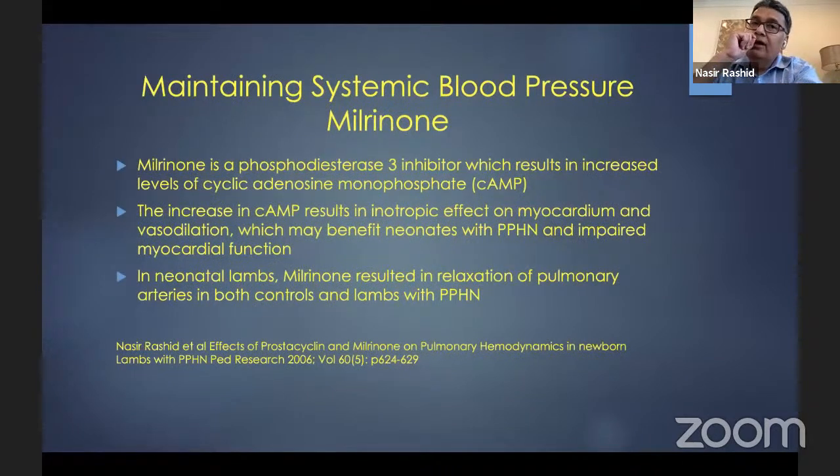As I mentioned in my schematic slide, the data that we collected on the LAMP model of PPHN, Milrinone can also be a very, very good alternative if used as a systemic or an IV medication as part of an adjuvant therapy for maintaining the systemic blood pressure. It is a drug that acts on the phosphodiesterase 3 inhibitor and actually increases the cyclic AMP level. And what it does is that it also improves the cardiac contractility.